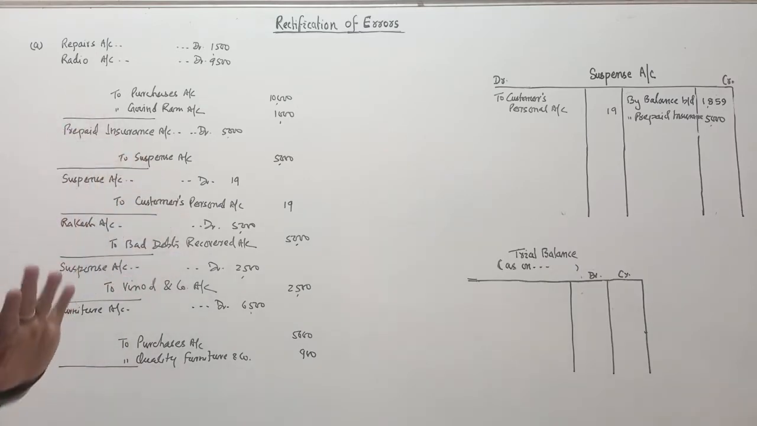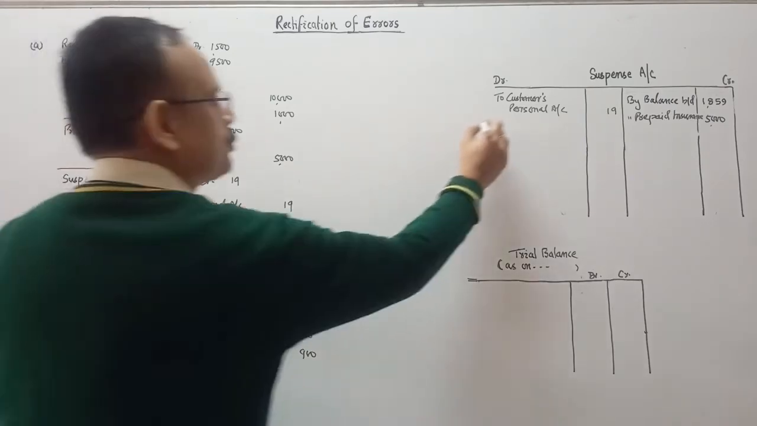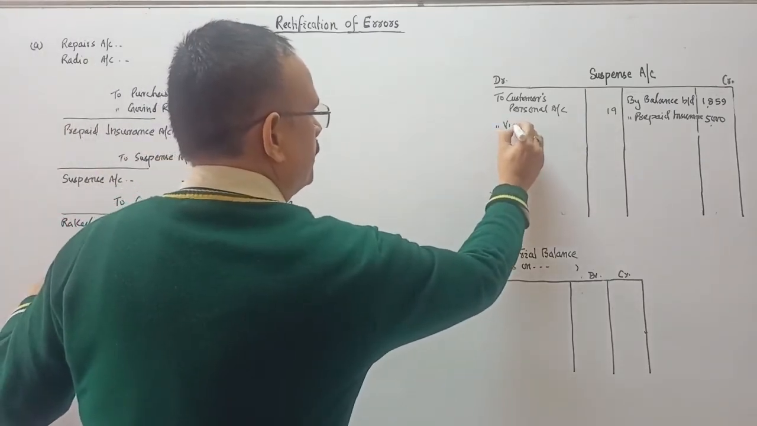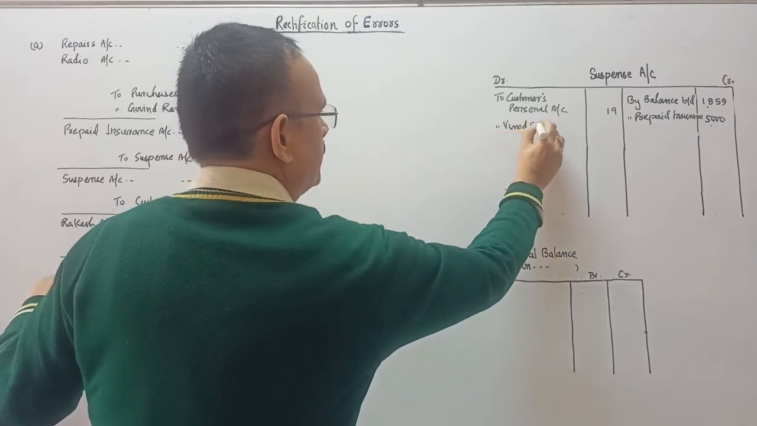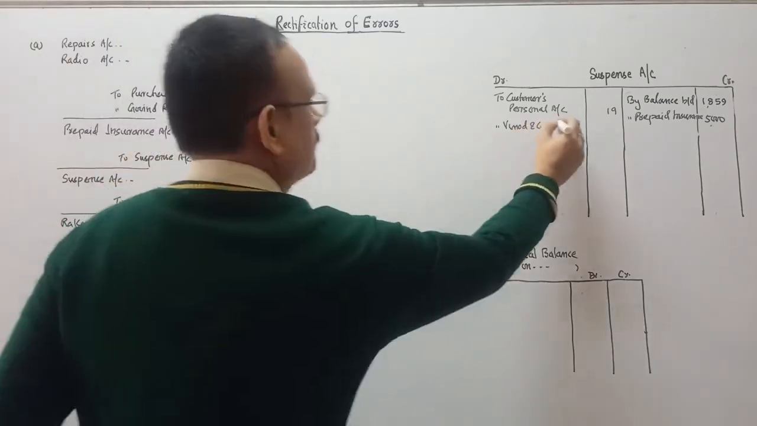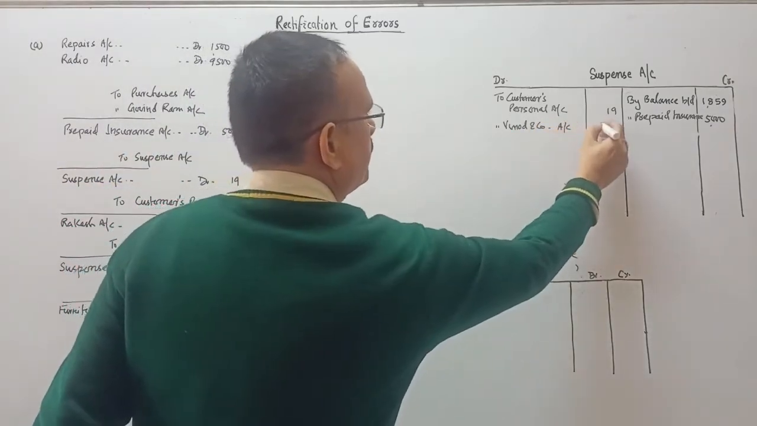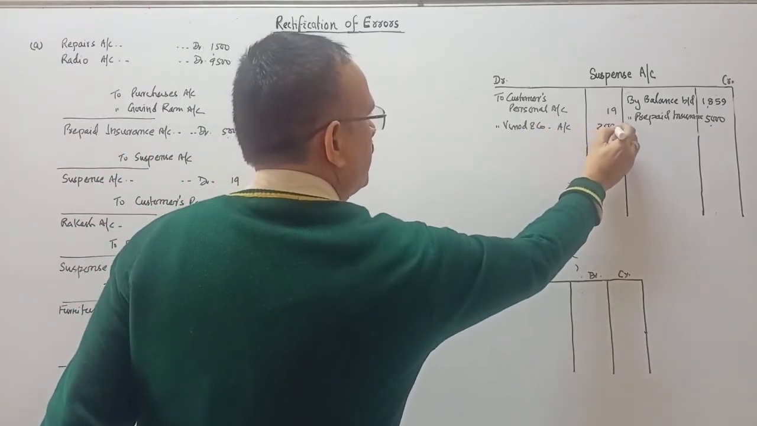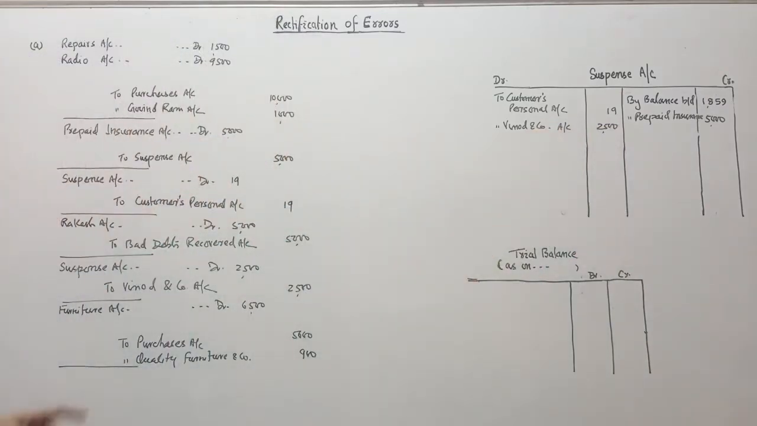In this transaction also the suspense is not there. Suspense to Binod and Company. So the debit side is suspense, and we'll write to Binod and Company account 2500. Now coming to the next, there is no suspense account in these transactions.